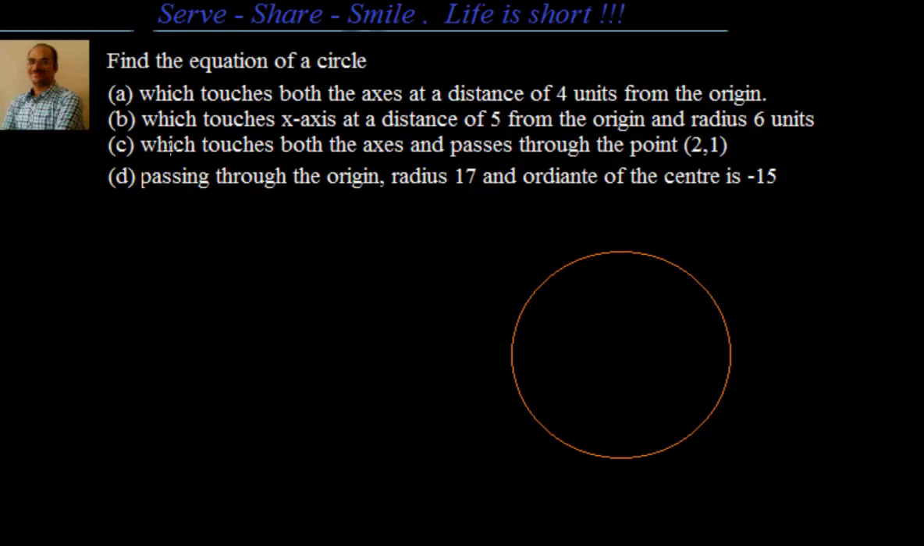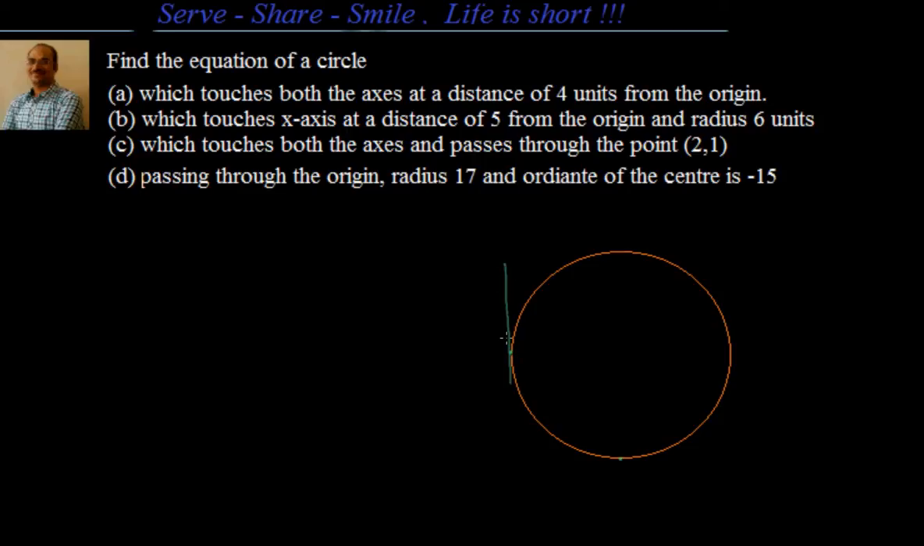Find the equation of the circle which touches both the axes at a distance of 4 units from the origin. So let's try to understand that. It touches both the axes and at a distance of 4 units from the origin.